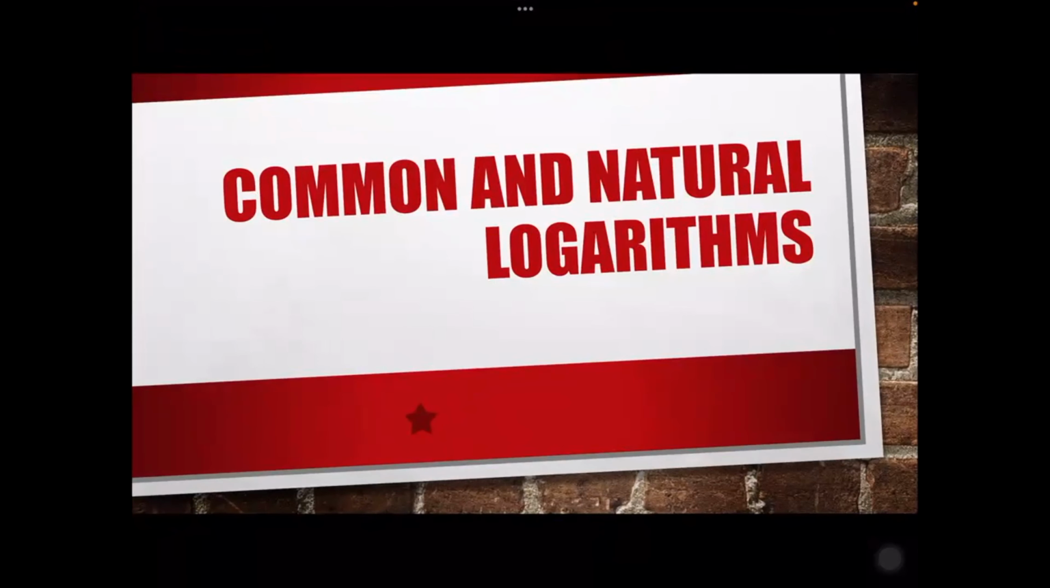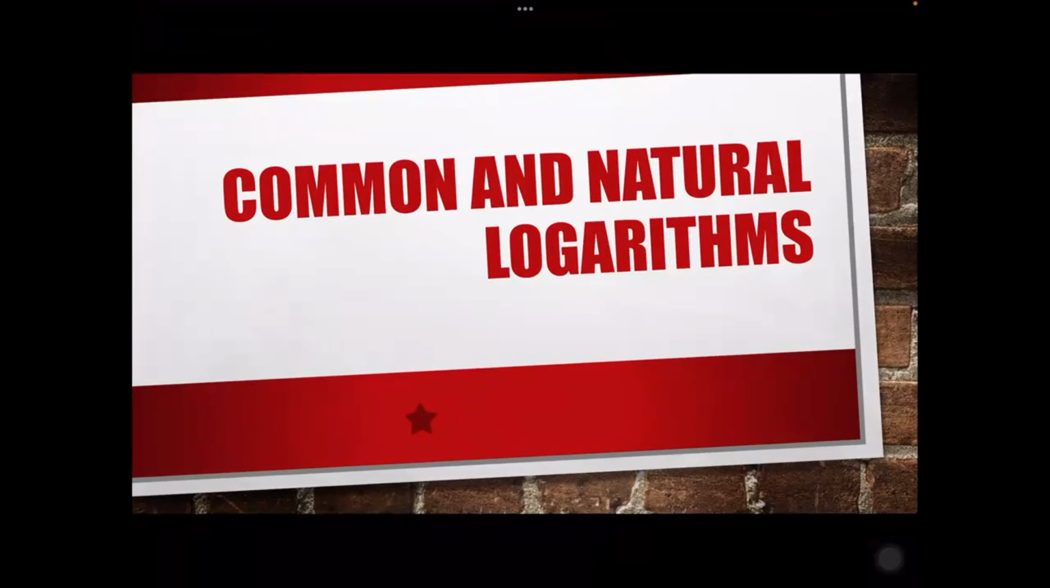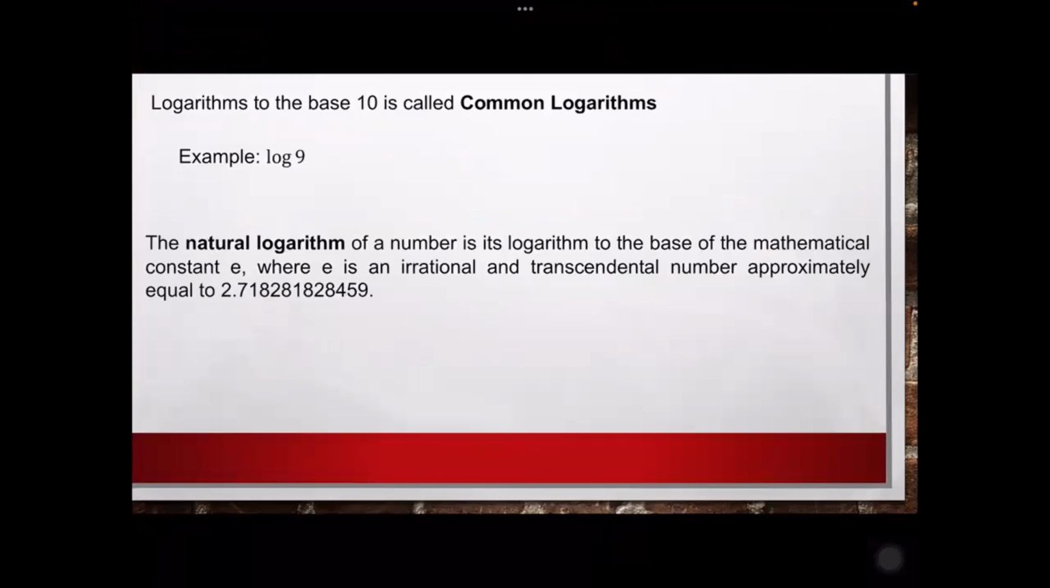We will have to discuss the common and the natural logarithm. So, what is the difference between the two? The difference is that logarithms at the base 10 are called the common logarithms. Example, we will have the logarithm of 9 or log 9.